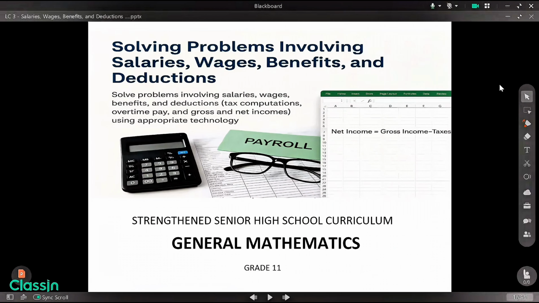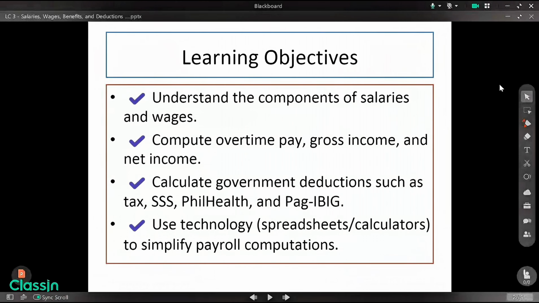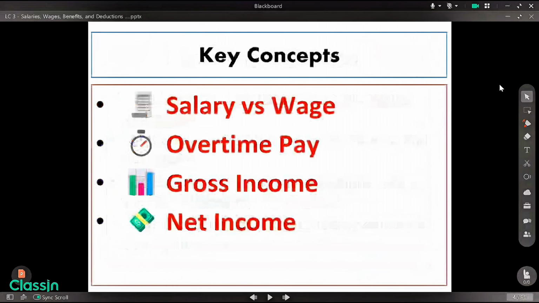Alright, welcome back class. So for today, we are going to talk about solving problems involving salaries, wages, benefits, and deductions. Again, this is under general math in the new senior high school curriculum. In this video, we're going to understand the components of salaries and wages. So we need to remember these key concepts. First things first, we have salary versus wage, overtime pay, gross income, and net income.